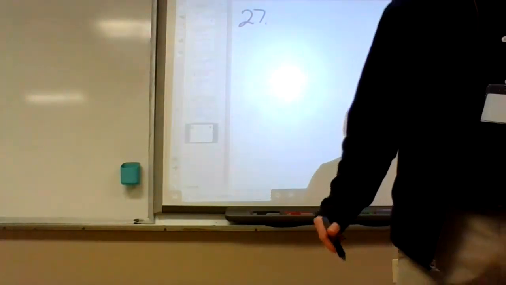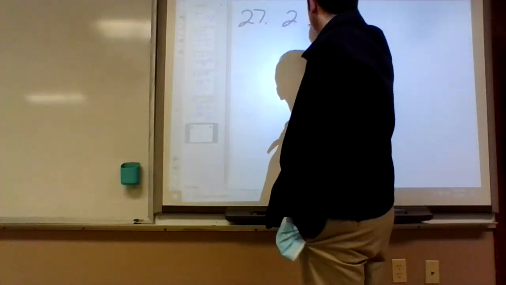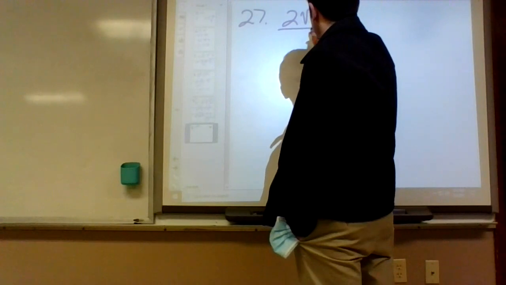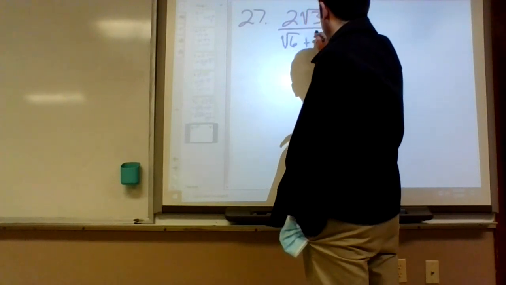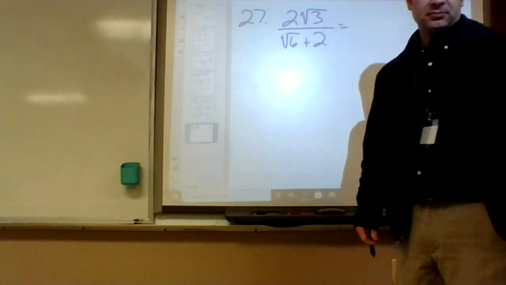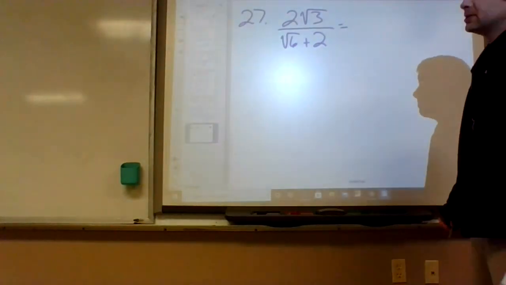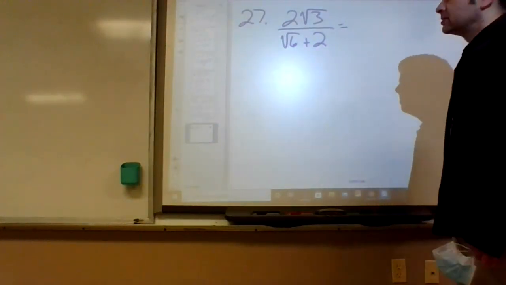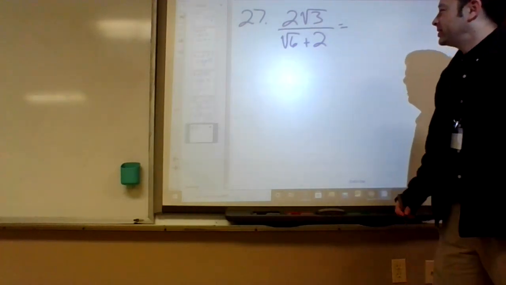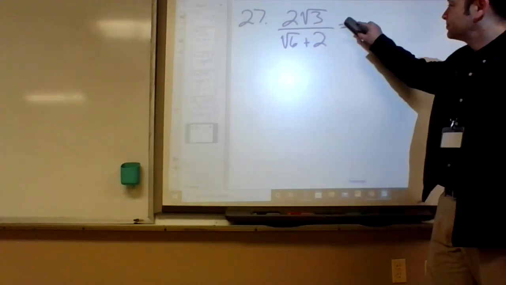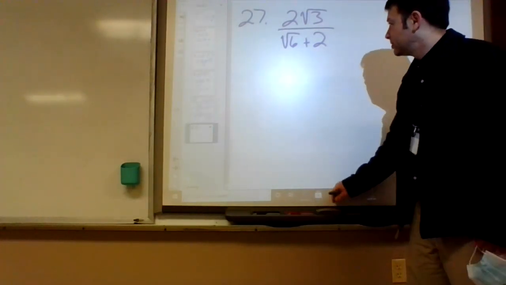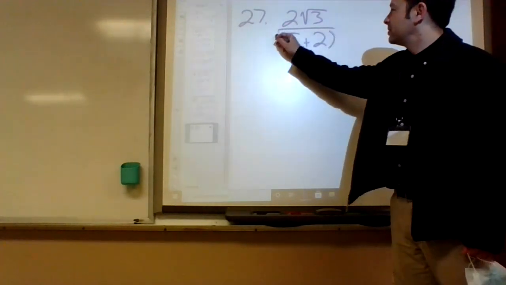2 square root of 3 over square root of 6 plus 2. Okay, what do I do? Conjugate. What's the conjugate? Square root of 6 minus 2.